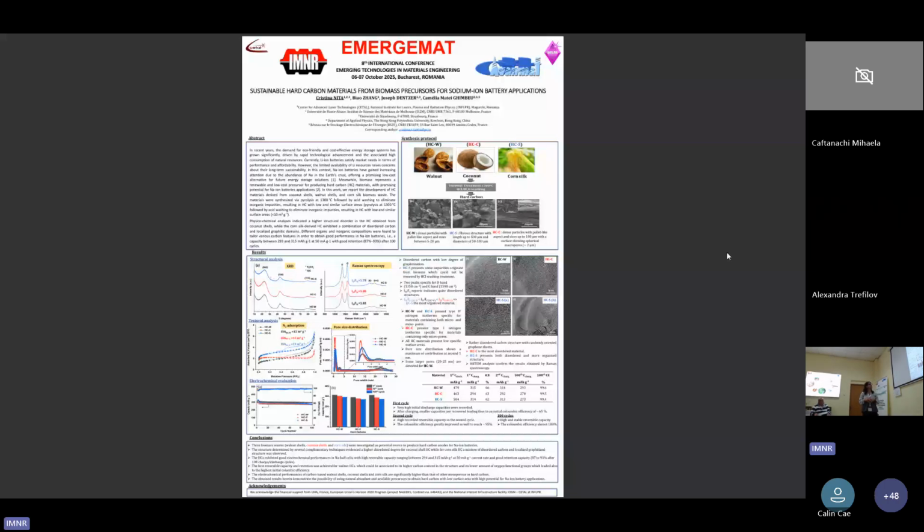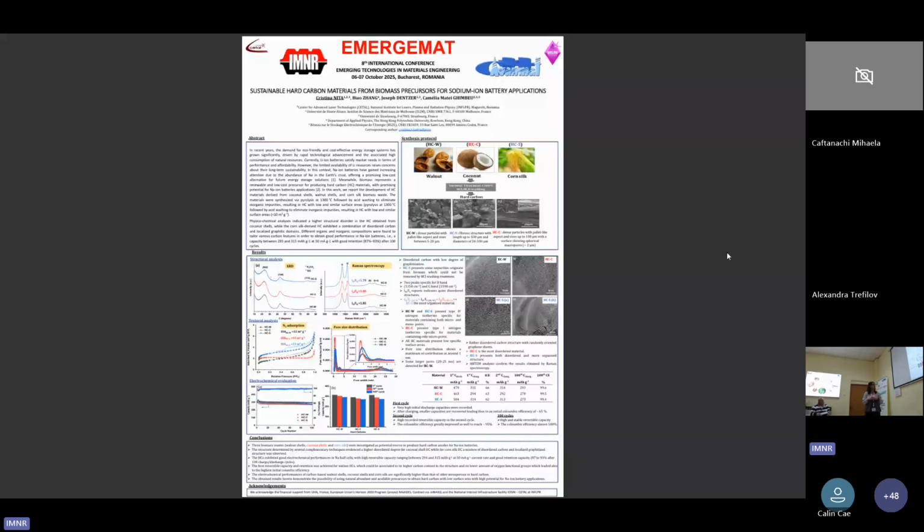The textural properties were investigated by the nitrogen adsorption technique. In case of the carbon obtained from walnut and coconut, the type 4 isotherm could be observed. This indicates that these materials present also micropores and mesopores. And in the case of the cork silk, we have only the presence of micropores, having an isotherm type 1. All the materials present a low specific surface area, which is indicated for this kind of application.